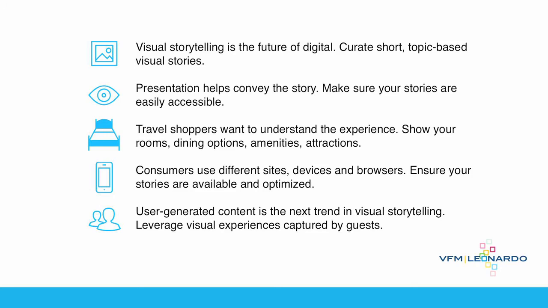Number 3, what hotel marketers are producing and showing consumers is disconnected from what a consumer is looking for. They want to better understand the story and experience of staying at your hotel, not what the exterior per se looks like. Show them your rooms, your dining options, amenities, and local attractions. Insight number 4, consumers use different sites, different devices, and browsers to shop for hotels. Ensure that the content you have that shows the story of your hotel is available on all these devices and platforms. And insight number 5, the next step in visual storytelling is through UGC.